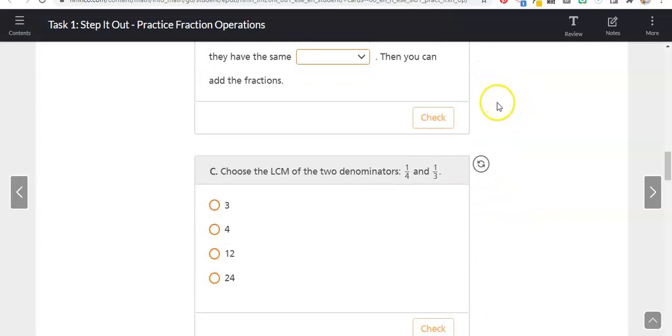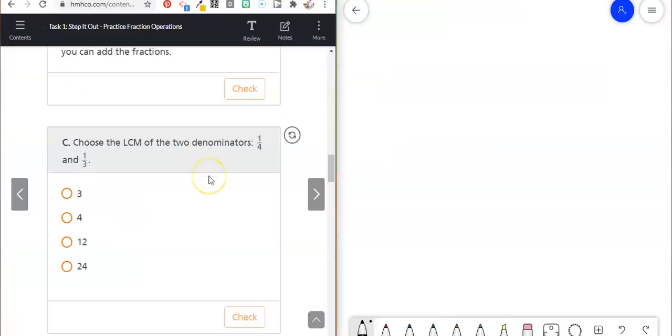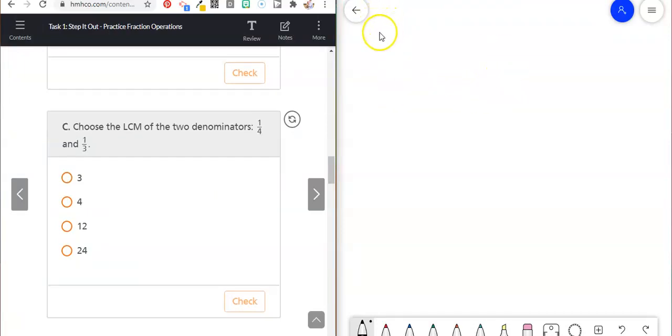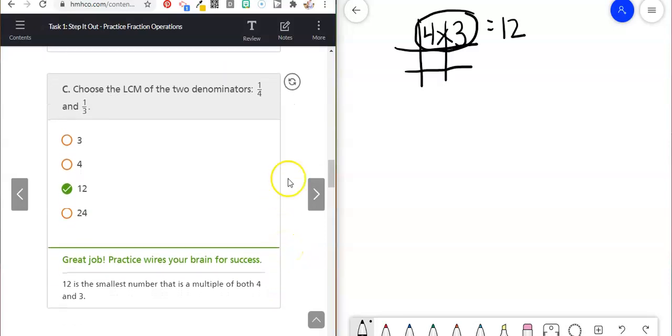So choose the LCM of the 2 denominators. So we've kind of talked about this before. Let me set it side by side so you can see the work page as I'm doing this. We're going to find the LCM. To do that, some of you may already know that it is going to be 12. Others of you may need to work it out. If you don't know that, that means you need to study your multiplication facts. The quicker you know your facts, the better you'll do at this. So nothing can go into 4 and 3, so I'm just going to multiply the 2 together, and I get 12. So that is how I got 12. Some of you just know it off the bat. So 12 is the smallest number that is a multiple of both 4 and 3.